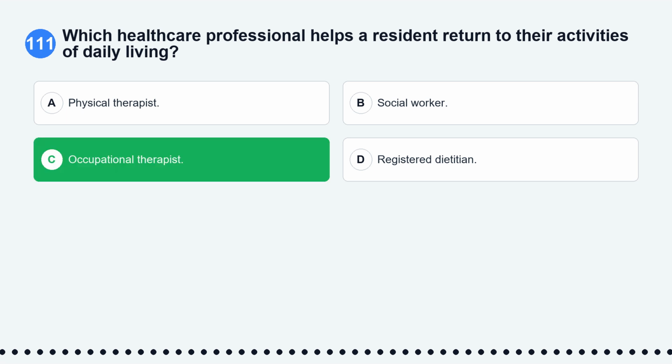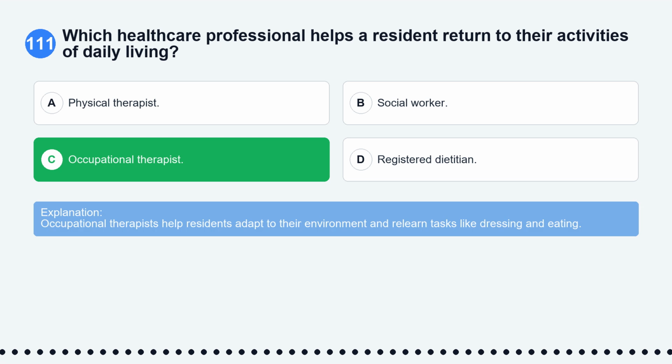The correct answer is option C, occupational therapist. Occupational therapists help residents adapt to their environment and relearn tasks like dressing and eating.